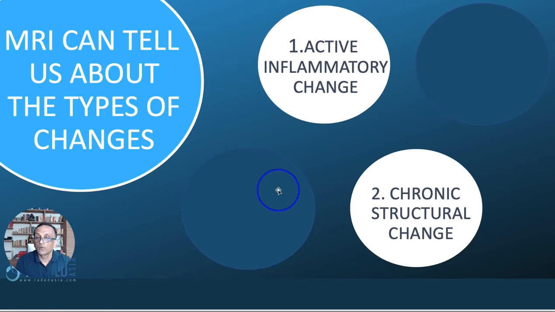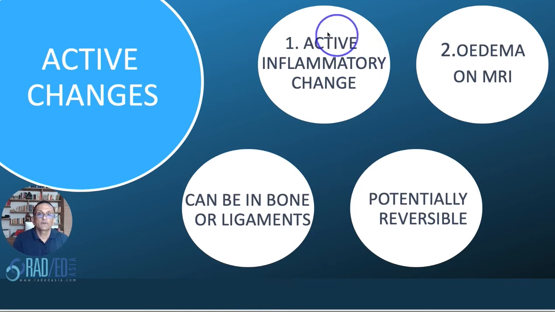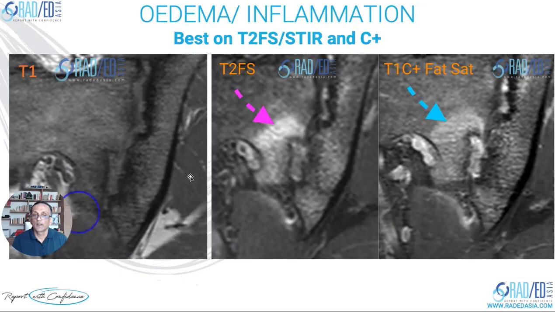Okay, so what does MR tell us about the types of changes? Basically, we can work out from MR, is there active inflammatory change? So is there active disease? Or are the changes more chronic and structural, with less active change and more chronic changes which won't resolve? So if we look at active changes, what these really are is active inflammatory changes. You have active disease. And the way it reflects on MR is that we have edema. We have bright T2 fat sat or STIR signal. And we can see that in the bones, or we can see it in the ligaments, or both. And what it's telling you is that this is a potentially reversible stage. So they've got active inflammatory changes. Treatment may help to reduce or resolve it. And as we've said, we're going to be looking for edema on the T2 fat saturated sequence.